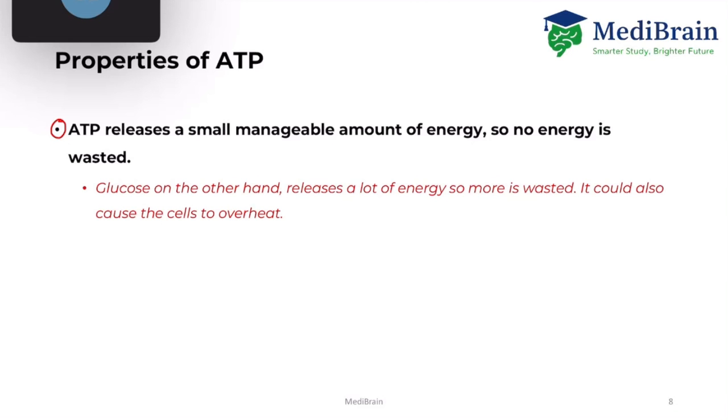So the first property that we're ideally looking at is that ATP releases a small, manageable amount of energy, so no energy is wasted. And remember, you have a lot of ATP molecules, so depending on how much energy is required, we can keep adding small amounts of energy if we need more. Okay? It doesn't overwhelm you with energy. It gives you a small but manageable amount of energy compared to your body, so your body knows how much to use.